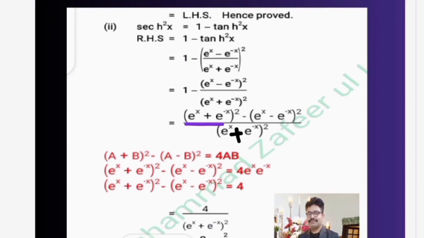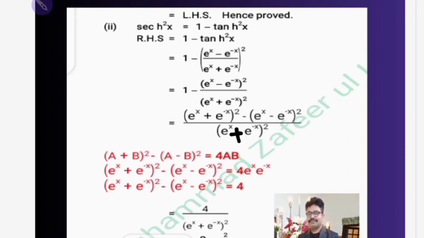You can open the formula of a plus b whole square and a minus b whole square, but sometimes students make a mistake by taking it easy with a plus b whole square. Sometimes students write a square plus b square, they do not write plus 2ab, and it will be a mistake for you. But if you use the formula a plus b whole square minus a minus b whole square is equal to 4ab, in this procedure you will get a short solution.